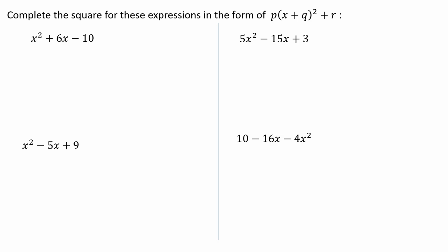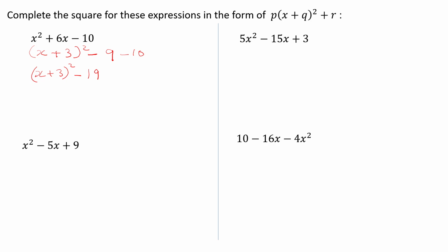Complete the square for this expression in the form of p bracket x plus q squared plus r. So first step, I'm going to do x plus half of the coefficient of x, which is 3, and square it. Then take away 3 squared, which is 9. Then take away 10. Now I'm going to simplify. x plus 3 squared minus 19.